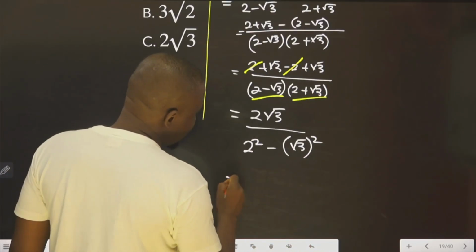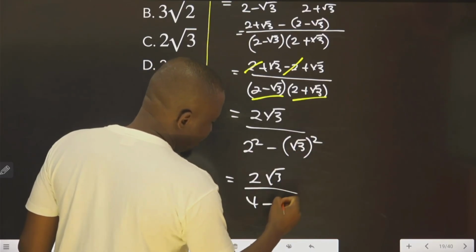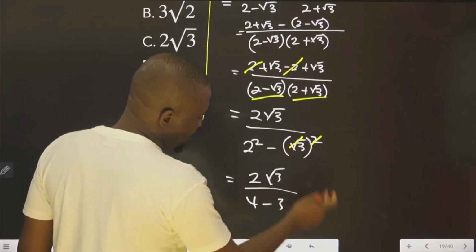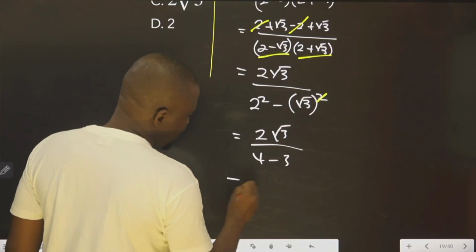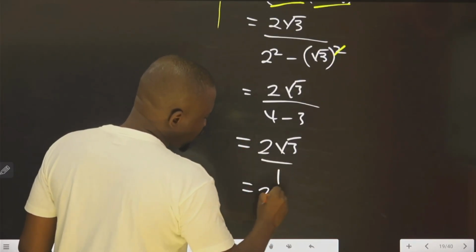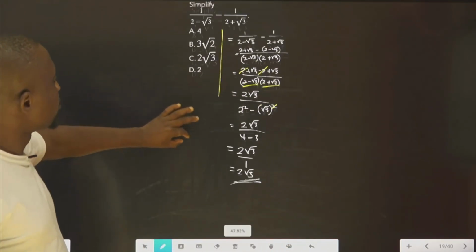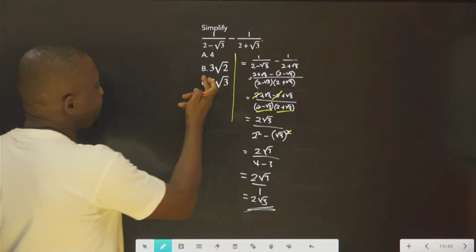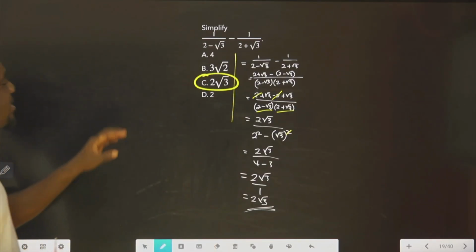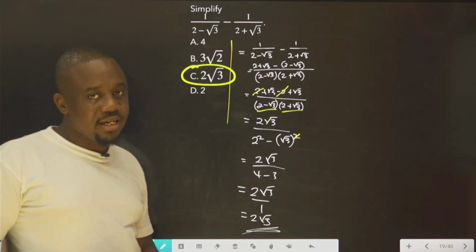Now, you agree with me, this is 2 square root of 3 over 4 minus, this is 3. This and this will cancel. This becomes 2 square root of 3 over 1, which is 2 square root of 3. Let's see. 2 square root of 3 is C. C is the answer. Okay? C is our answer.